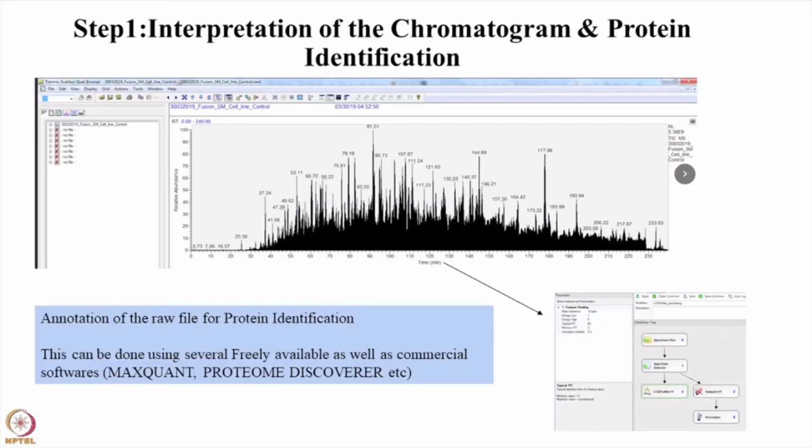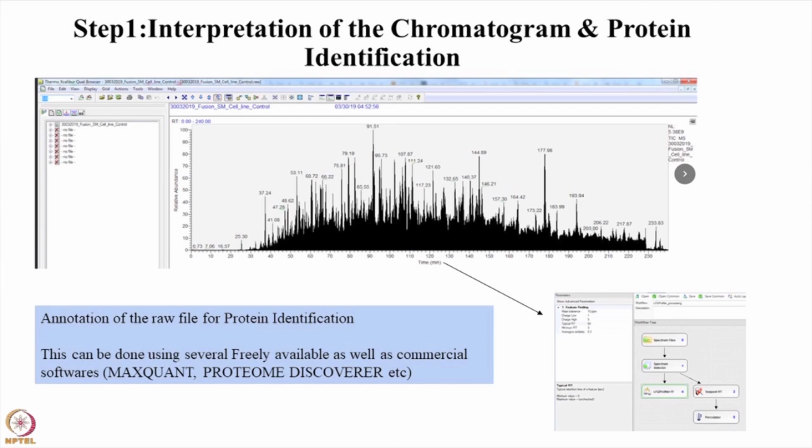So now that you have an idea about the chromatogram that comes out after your mass spectrometry experiment, we will talk about how to interpret it and how to do the protein identification. You can interpret the raw data coming out using several freely available software as well as commercial software. One of the software is MaxQuant, and another software that I will be giving you a little glimpse of is Proteome Discoverer.